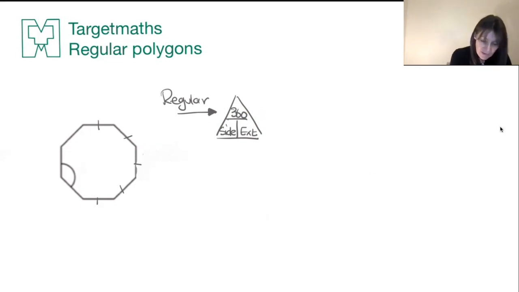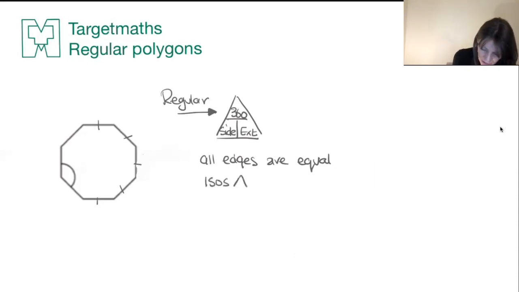Now, the fact that regular means all edges are equal can lead to diagrams having a lot of isosceles triangles, for example. So an isosceles triangle could easily crop up in this topic because we've got edges the same, and an isosceles triangle has 2 the same.